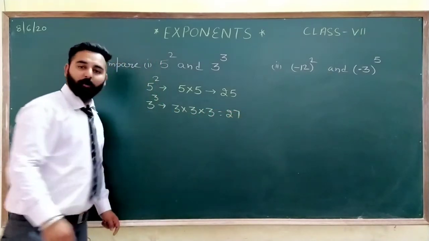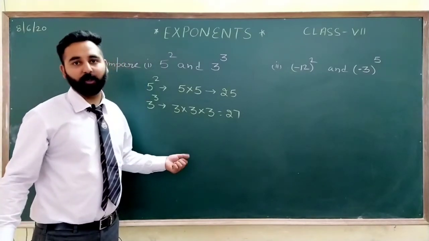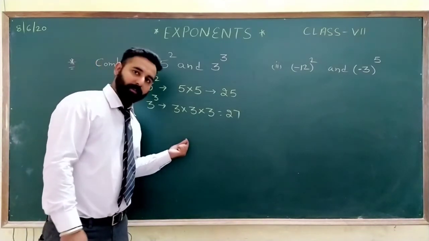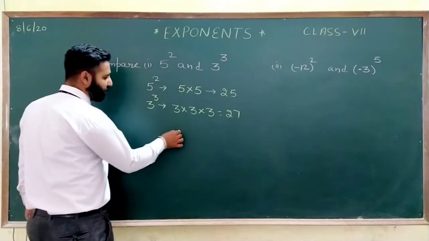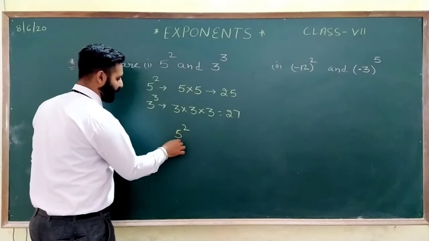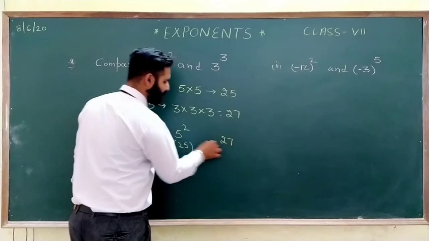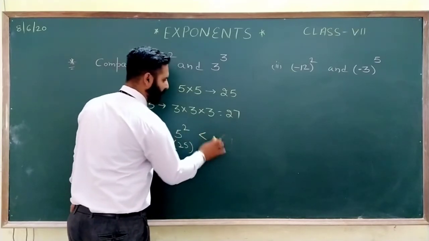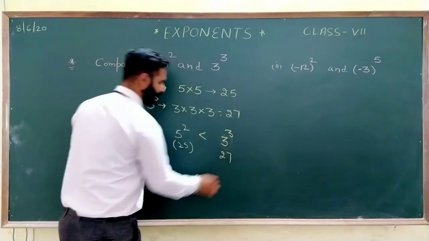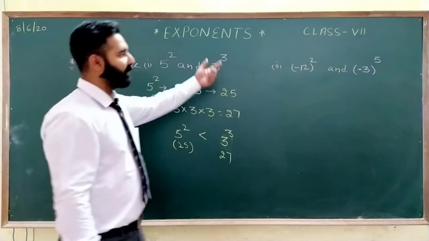You have to compare. What does compare mean? Compare means you have to tell which one is greater and which one is smaller. So we can tell that with the help of the less than sign or more than sign. So 5 square, or you can say 25, is lesser than 27 or 3 cube, or 3 cube is greater than 5 square. Same way we will see here.